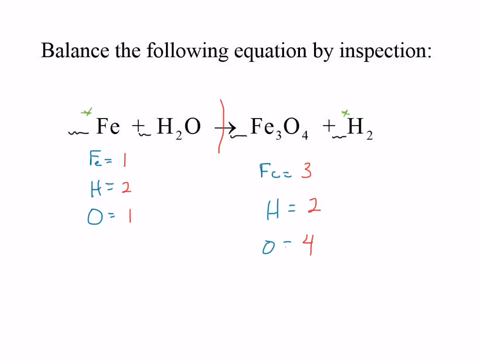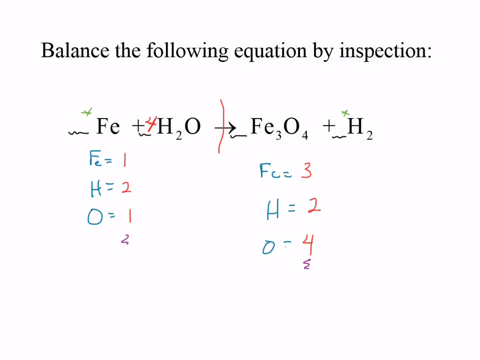I probably would focus on my oxygens, because I've got 4 oxygens over here. I know I got to get 4 over there. So how can I fix my oxygens? Did you say multiply it by 4? Yep. So I'm going to put a coefficient of 4 in front of my H2O. And then I need to update my quantities. That didn't change the iron, but it changes the hydrogen.